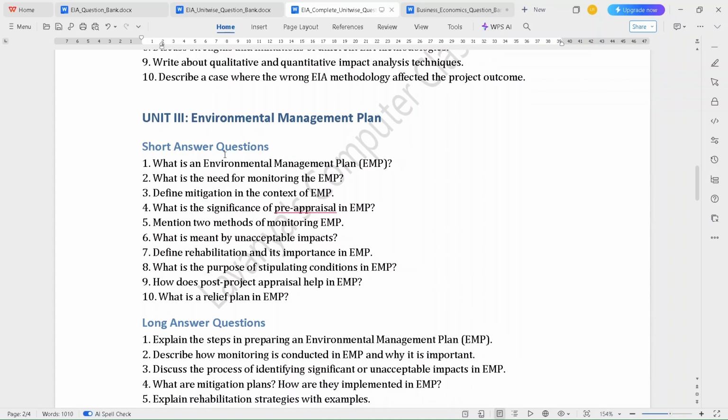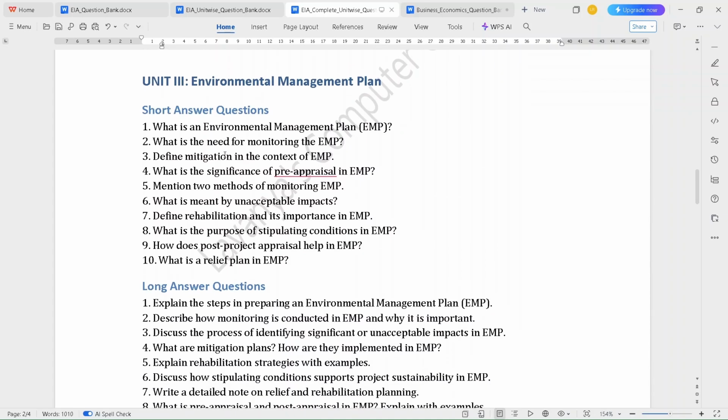The Unit 3 short answer questions are: what is an environmental management plan, EMP? What is the need for monitoring the EMP? Define mitigation in the context of EMP. What is the significance of pre-appraisal in EMP? Mention two methods of monitoring EMP.